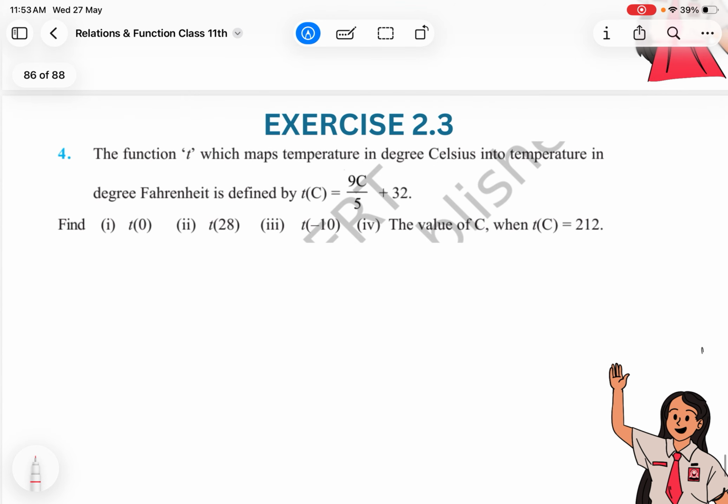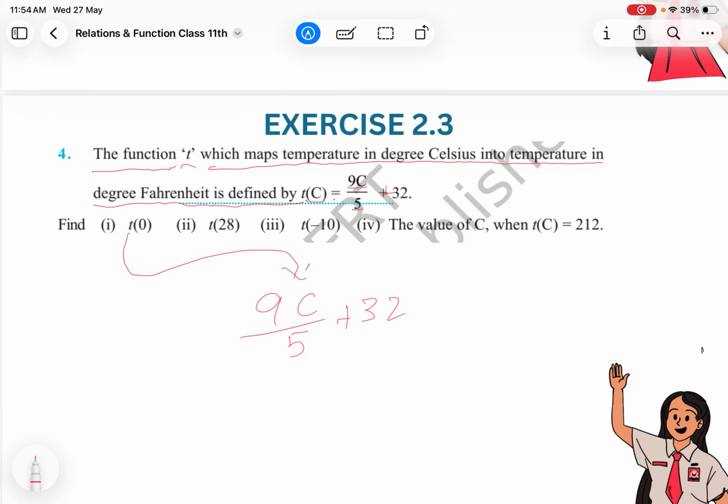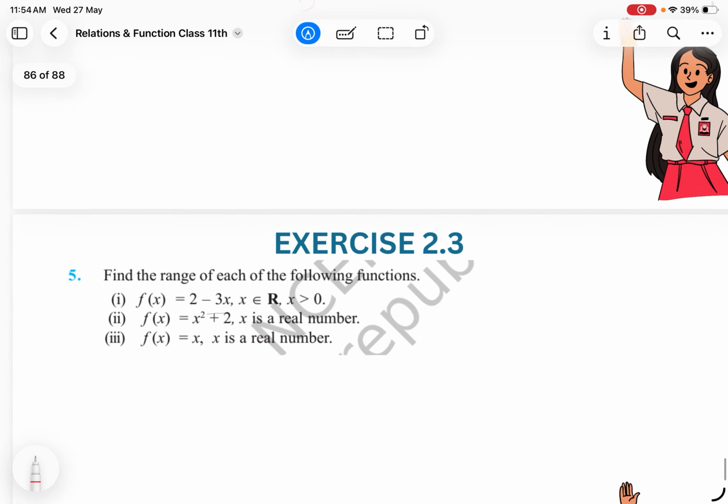Okay, now question number 4. The function T which maps temperature in degrees Celsius into temperature in degrees Fahrenheit is defined by T(C) equal to 9C by 5 plus 32. Means we have to write 9C by 5 plus 32, and for every T we have to put the value here and find out what the answer will be. Okay, so this is very easy, you can do it on your own, right?